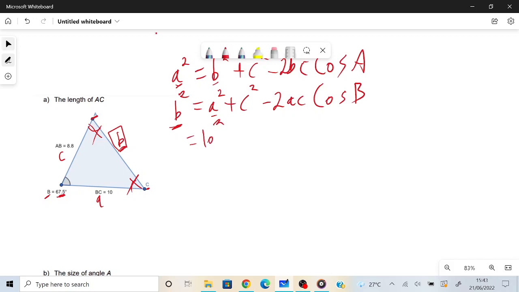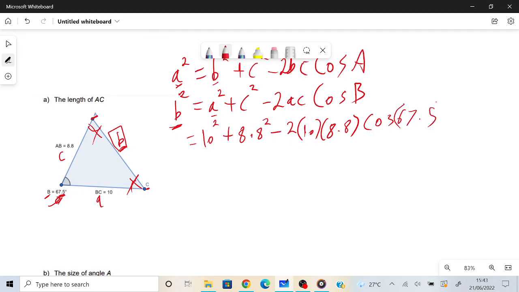Okay, let's just rewrite that. 10 squared plus small c, which is 8.8, so 8.8 squared minus 2 into 10 and then into 8.8, and then all of that into cos big B, which we have at 67.5. Now please, when you are putting this in the calculator, sometimes the calculator might function it wrong because maybe your brackets are in the wrong place or for whatever reason, because it has happened a few times to me.